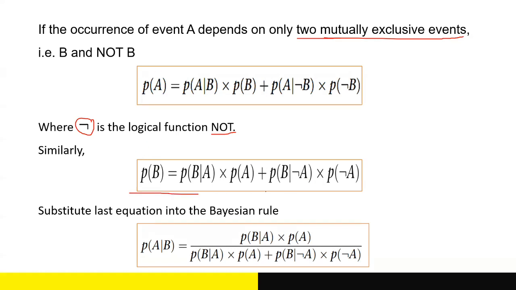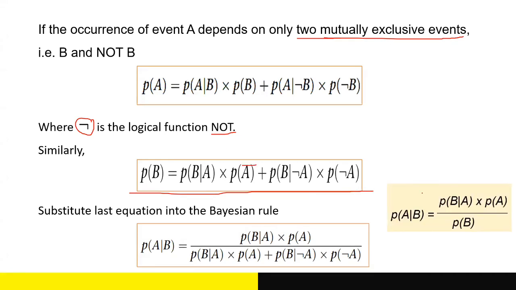And then this equation, we will substitute into the Bayesian rule. So this is our Bayesian rule. We will yield this equation where the probability of A given B is equal to the probability of B given A multiplied by the probability of A, divided by the probability of B given A multiplied by the probability of A, plus the probability of B given not A multiplied by the probability of not A, in case there are only two mutually exclusive events, which are B and not B.